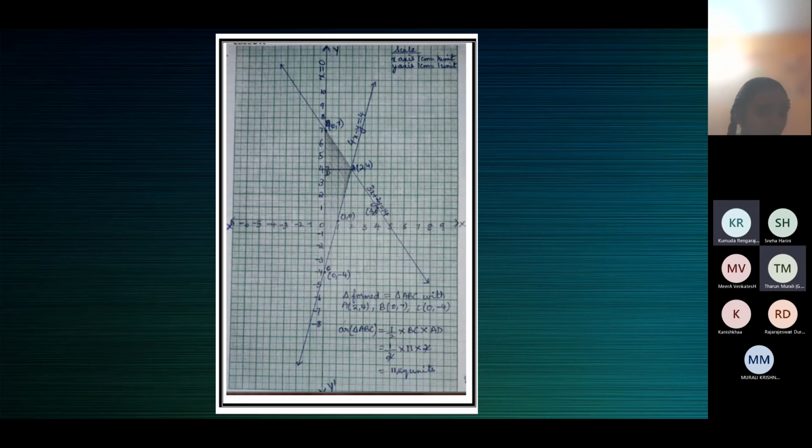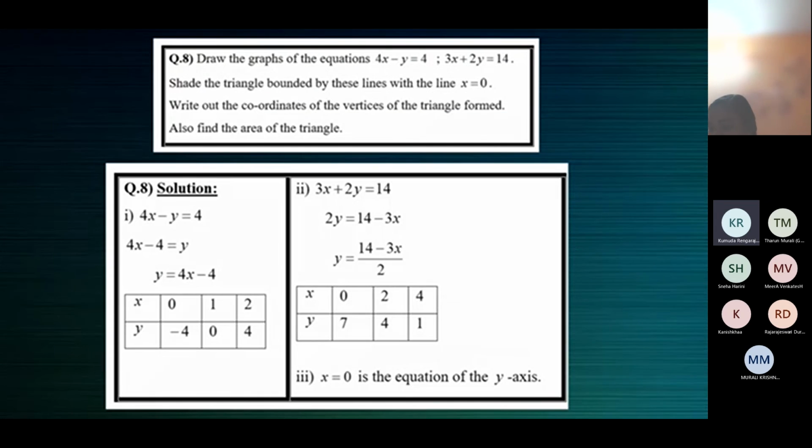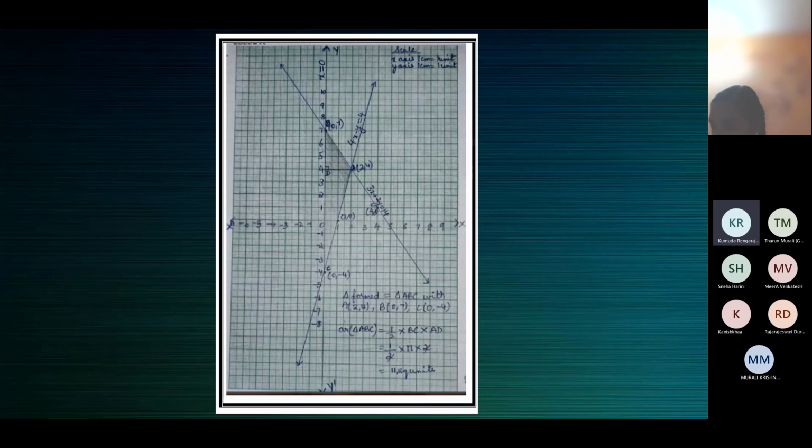Ma'am, I forgot the square units. You have not shaded correctly, right? Oh, yes, ma'am. And you have not found the area of the triangle, that's okay. But you have not shaded the triangle correctly. Because, what is x equal to 0? The y-axis. x equal to 0 is the y-axis. So you must shade the triangle formed by the lines and the y-axis.